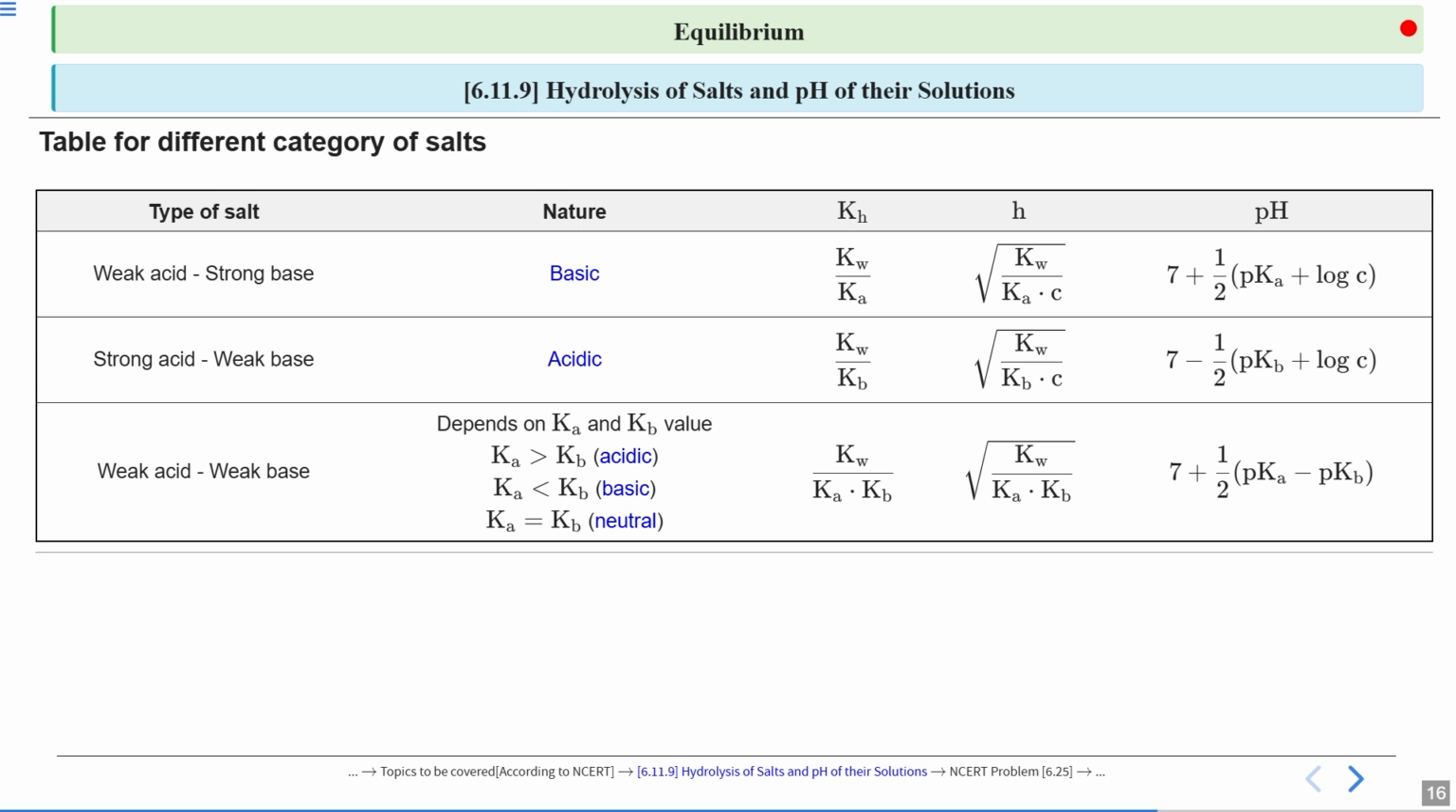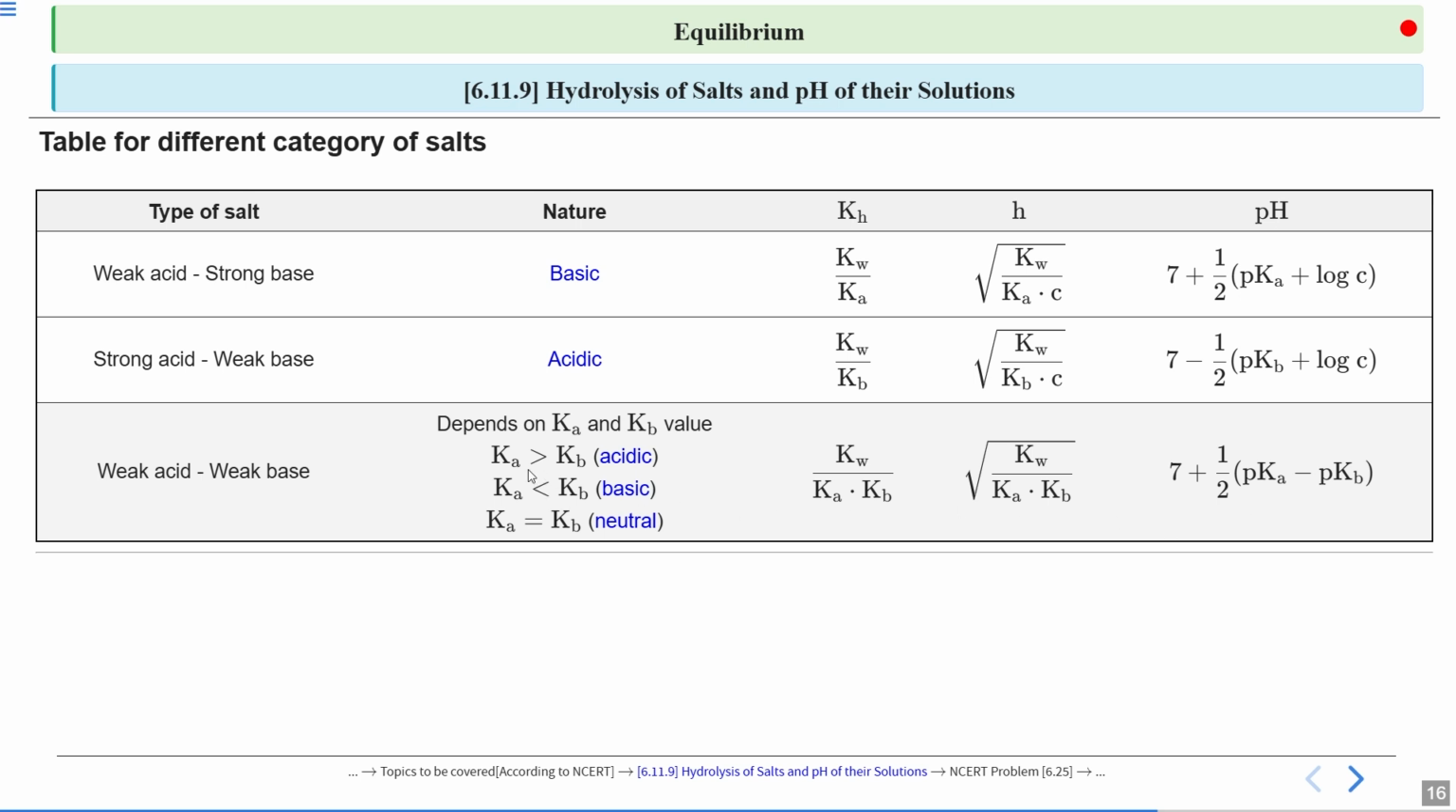Now you can look at the final equation and see why we have an acidic, basic and neutral solution. Suppose this pKa is greater, that means this whole value will be greater than 0 and 7 will be added with some positive value. So that will result in a basic solution, right? Why am I saying that pKa is greater? If your pKa is greater, that means your solution has a smaller value of Ka and a greater value of Kb. Remember, Ka and Kb are inversely proportional to pKa and pKb, right?